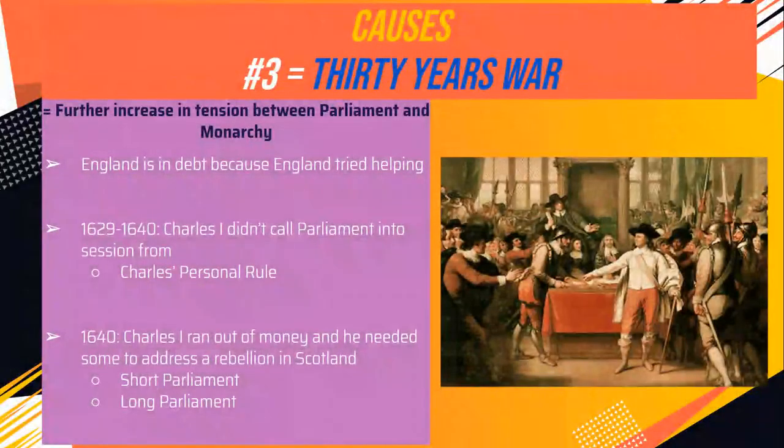And the last one that we're going to go over is the 30 Years' War. This should sound familiar, that concept. This is going to further increase the tension between Parliament and the monarchy because during the 30 Years' War, England spends a lot of money and gets into a lot of debt because they try helping. Charles I and his dad, James I, spent a lot of money, the money that wasn't actually approved by Parliament, right? So again, insert more tension there.